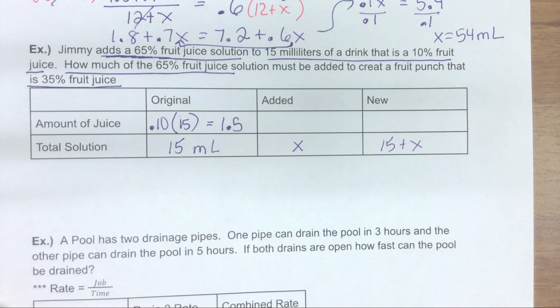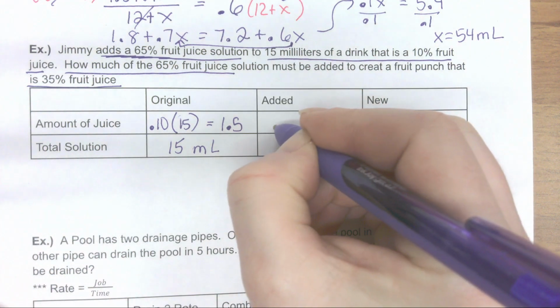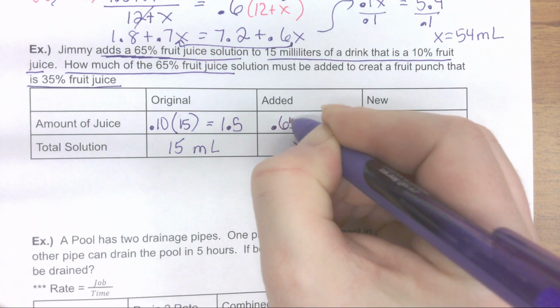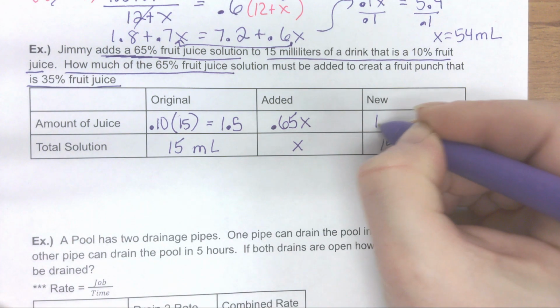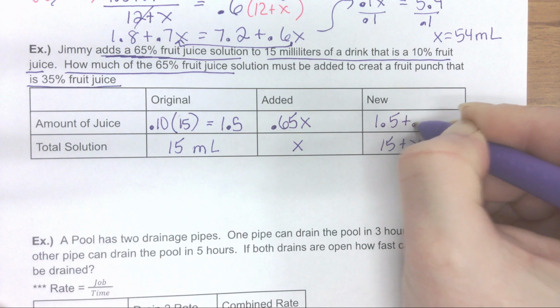What's the percentage of juice of the thing I'm adding in? 65. So the amount of juice in that one would be 0.65x, and the expression for the new would be then 1.5 plus 0.65x.